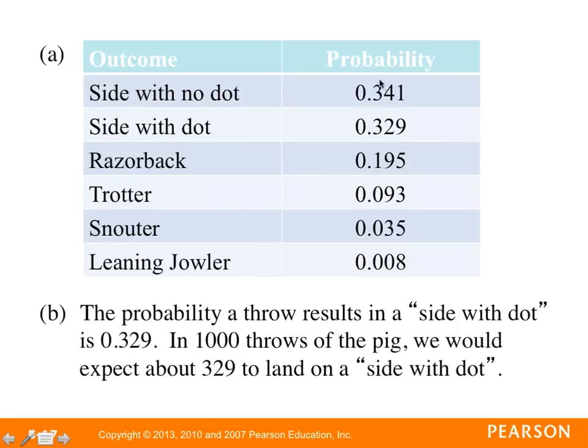And if you look at it, just to confirm it's a probability model, if we add all of these up, we should get 1. And if we look at all of them individually, they're somewhere between 0 and 1. So that means that it's a valid probability model. The probability a throw results in a side with dot is 0.329. We could also say that that means that out of 1,000 throws of the pig, we would expect about 329 of them to land on side with dot. Or we could say that we have a 32.9% chance.